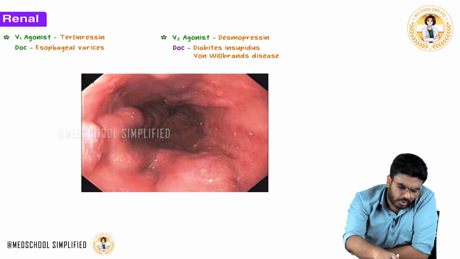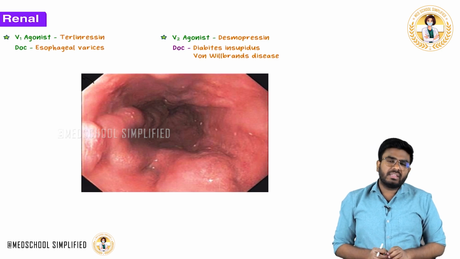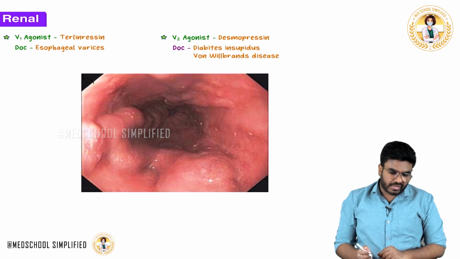Okay. Now not only that, remember if there is bleeding esophageal varices, even in that condition you can also use octreotide. Okay, octreotide can also be used in the condition of esophageal varices.